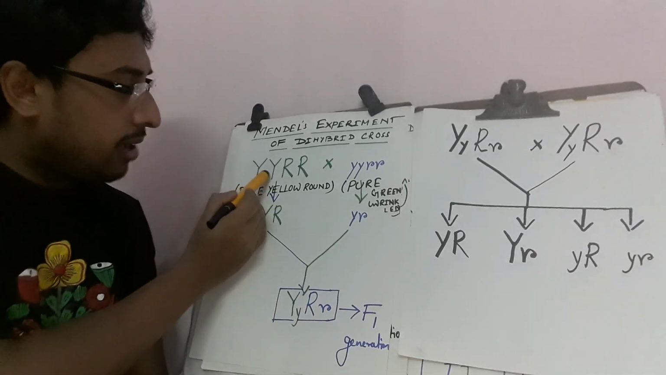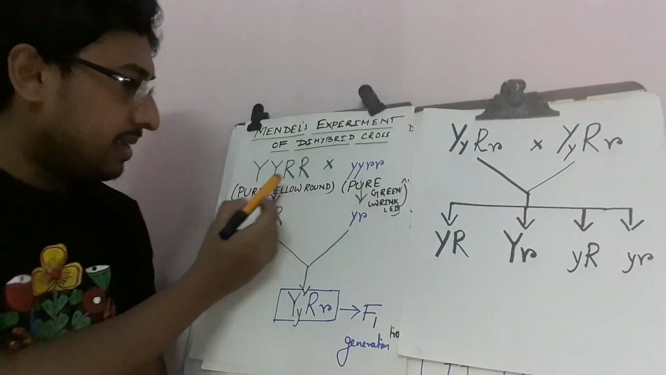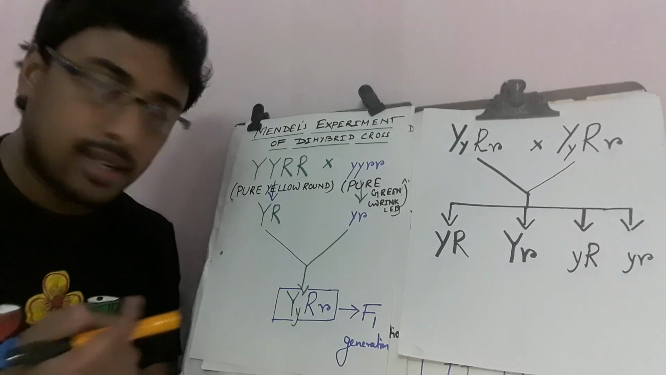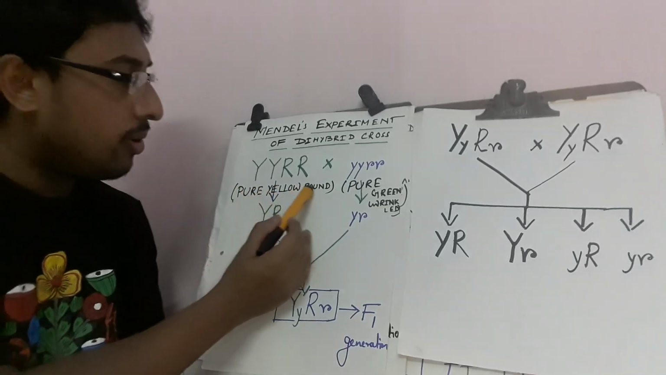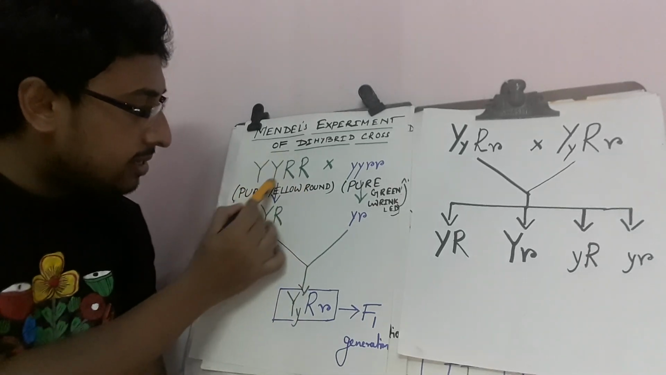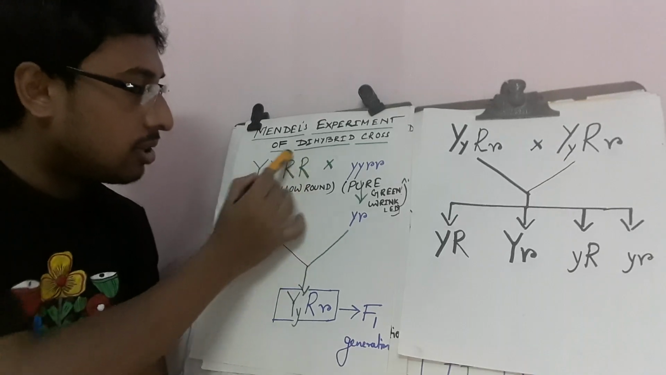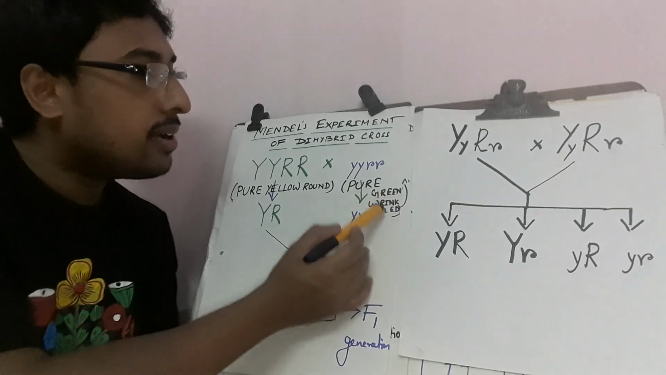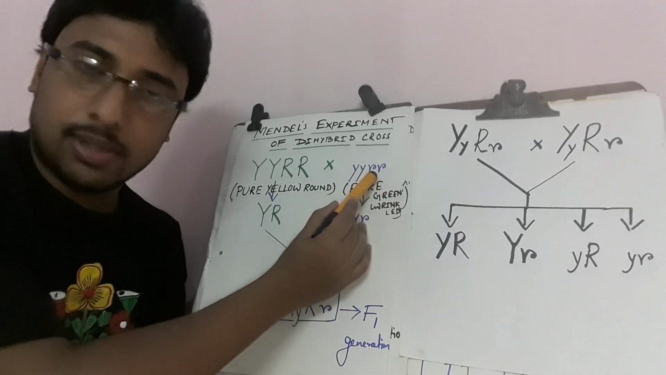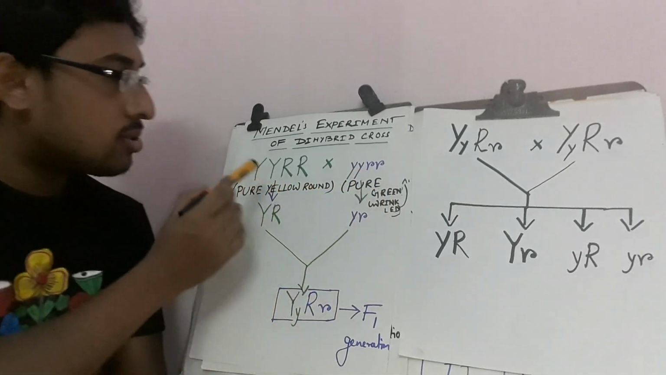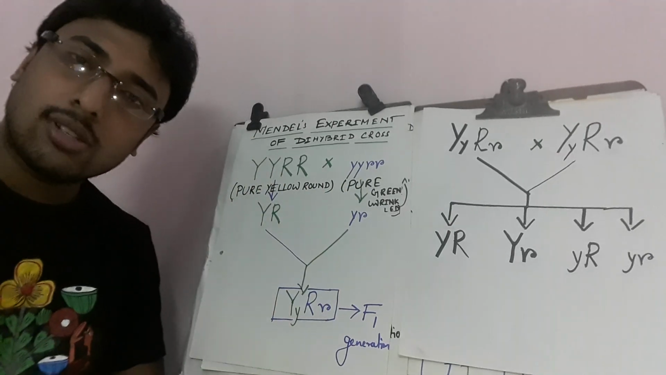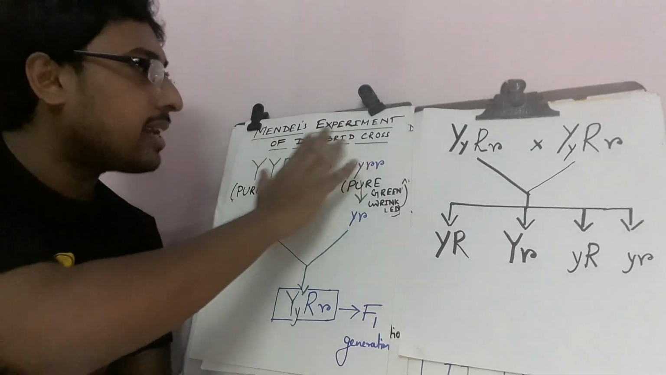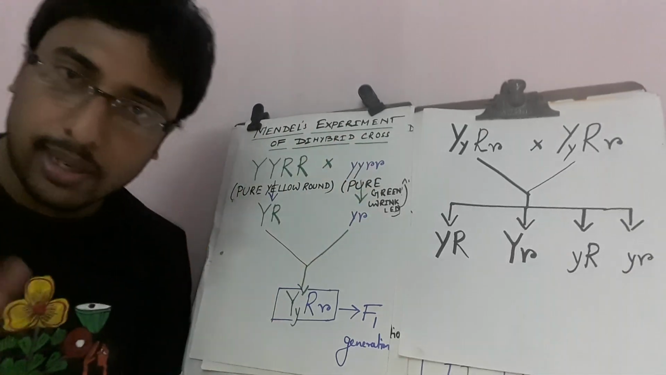See, capital Y, capital Y, capital R, capital R means pure yellow round seeds. We have taken seeds. So these are pure yellow round. One character is yellow, the other one is round. Similarly, here we have taken pure green wrinkled seeds. So green and wrinkled. How many characters? Two pairs of characters are present here. That's why it is known as Mendel's experiment of dihybrid cross.